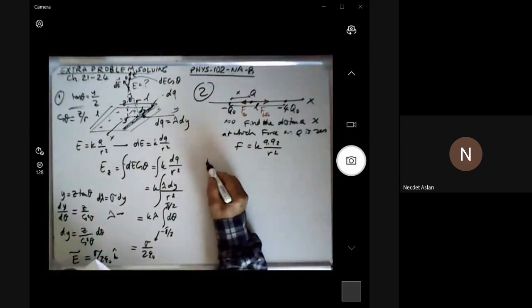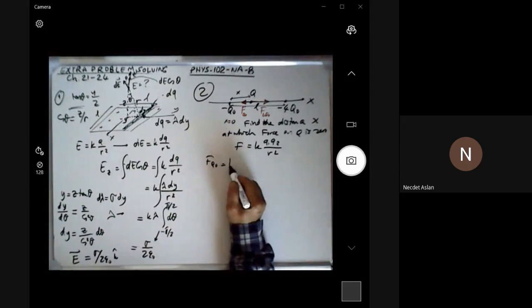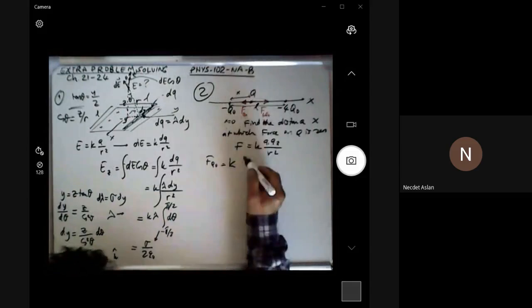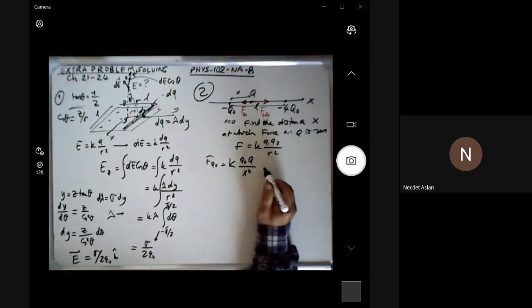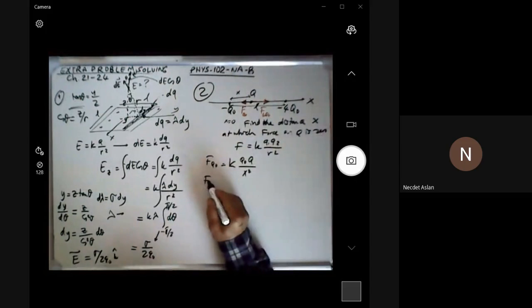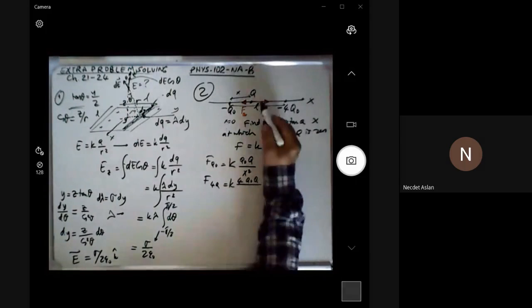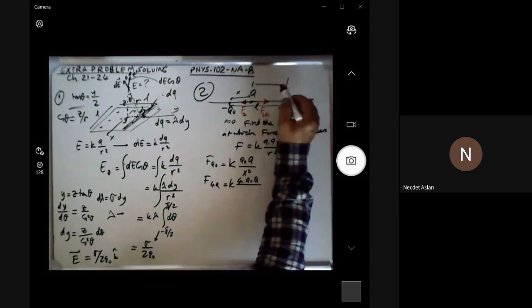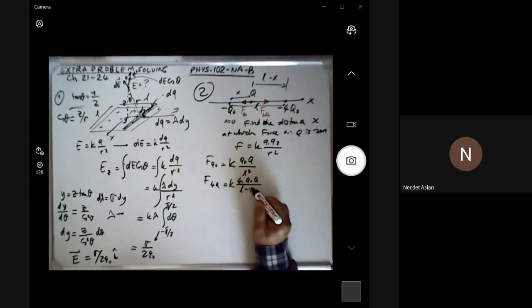So F_Q0, the force due to this Q0, is given by k times Q0 times Q. The two charges are Q0 and Q divided by the distance squared, which is x squared, okay? So this is just the magnitude, and the direction is in the negative x direction. But F_4Q, however, is just k 4Q0 times Q divided by the length. Now the length between Q and 4Q is L minus x, don't forget. So it will be the square of L minus x.